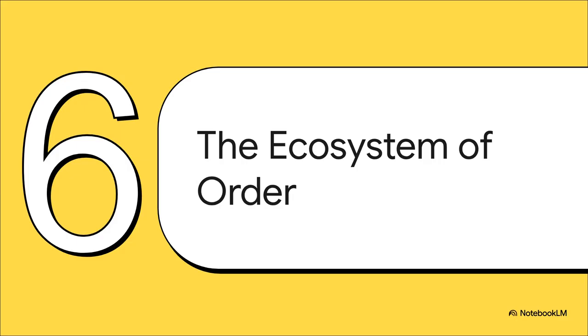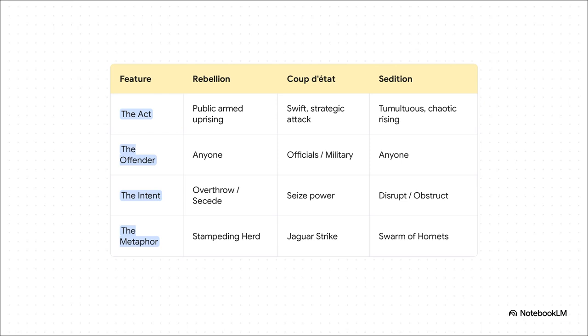Okay, we've journeyed deep into our field guide. We've examined each creature up close. For this last part, let's pull the lens all the way back and see the big picture, how all these different laws work together to form a single protective ecosystem for the state. So here it is, the final cheat sheet. Let's lock it in.